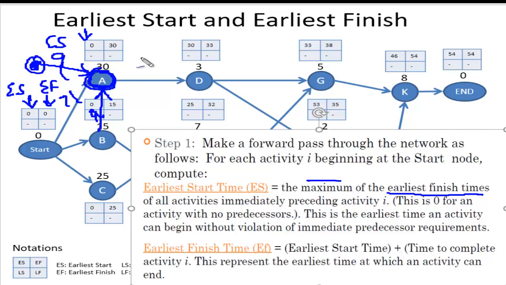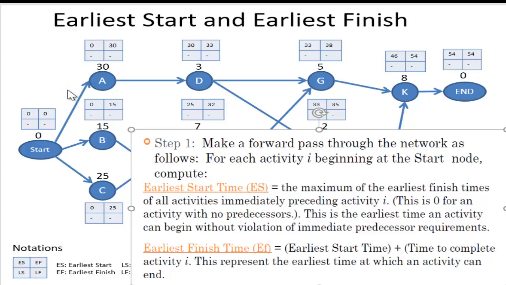Okay, but in our case, for the earliest start time, we have only one node on it. So on A, we have only one node coming to it, so there is no contention of the maximum. It will be whatever the finish time of this is. Its start time will be the finish time. So this is the earliest start time, this is the earliest finish time. Whatever is the earliest finish time, that is going to be the earliest start time of this activity.